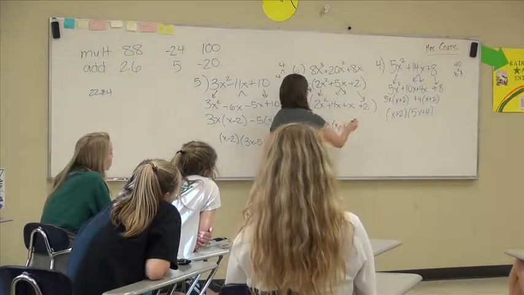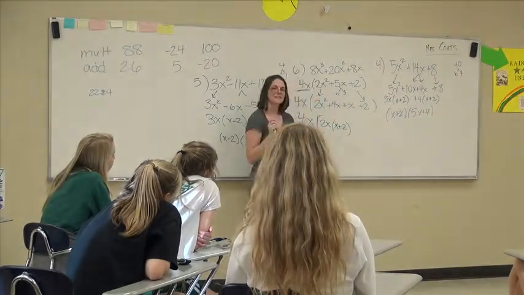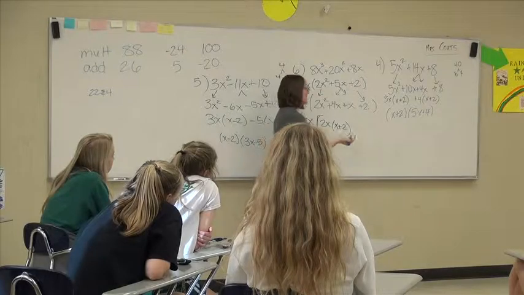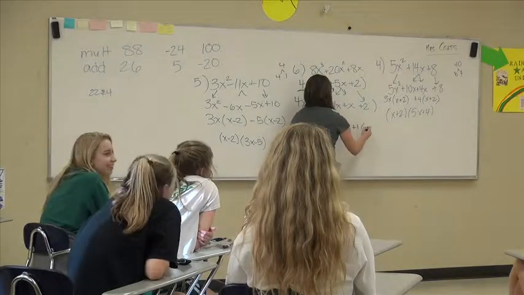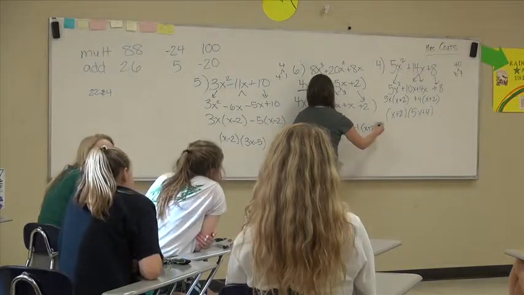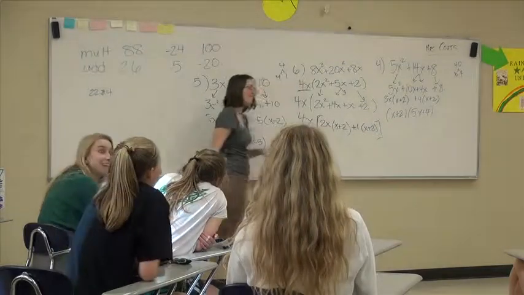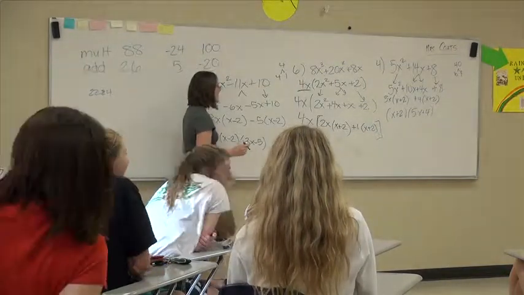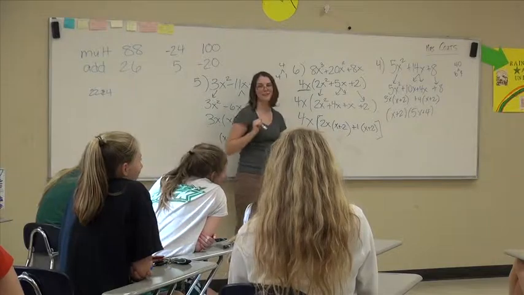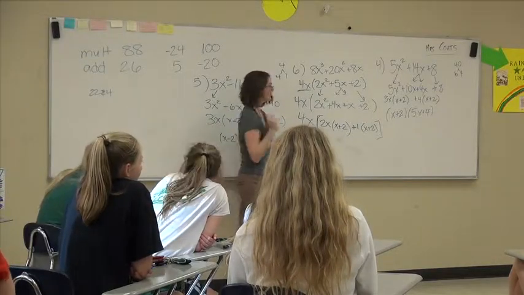X. Wonderful. And then what about on this side? What's our greatest common factor? One. Yeah, just a positive 1. So sometimes people can't see that as a factor. Okay. So what's our last step? Just put this in final factor form.